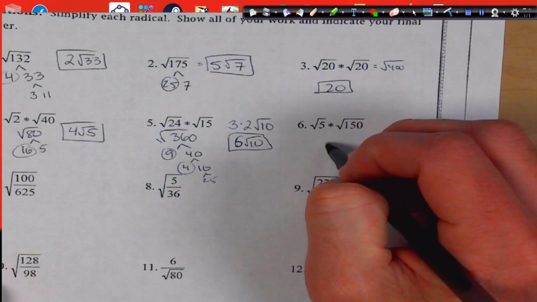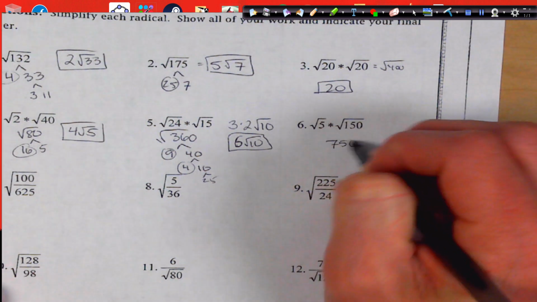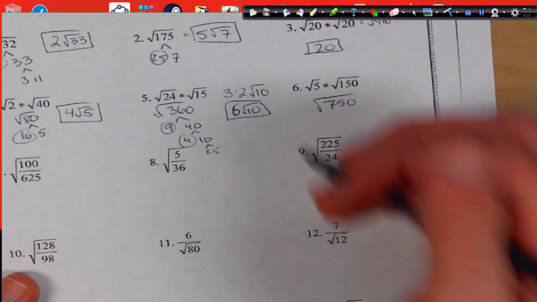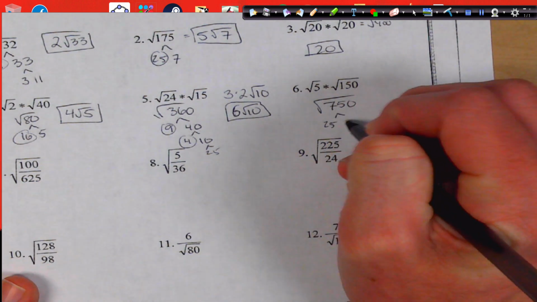So multiply these, we get 750. Let's see, 25 will definitely go into this, but I don't know if you can get a bigger perfect square to go into it. Let's see here. I don't know. We'll start with that. So it's 25. I found out it goes in 30 times.